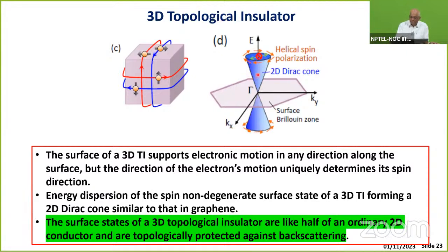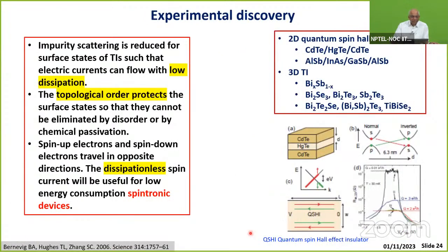So the 2D cones formed at the surface give rise to helical spin polarization, moving in one direction here, and on the other end in the opposite direction. So the surface states of a 3D topological insulator are like those of an ordinary 2D conductor and are again topologically protected against backscattering. And is it only theory? No, it's experimentally discovered as well.